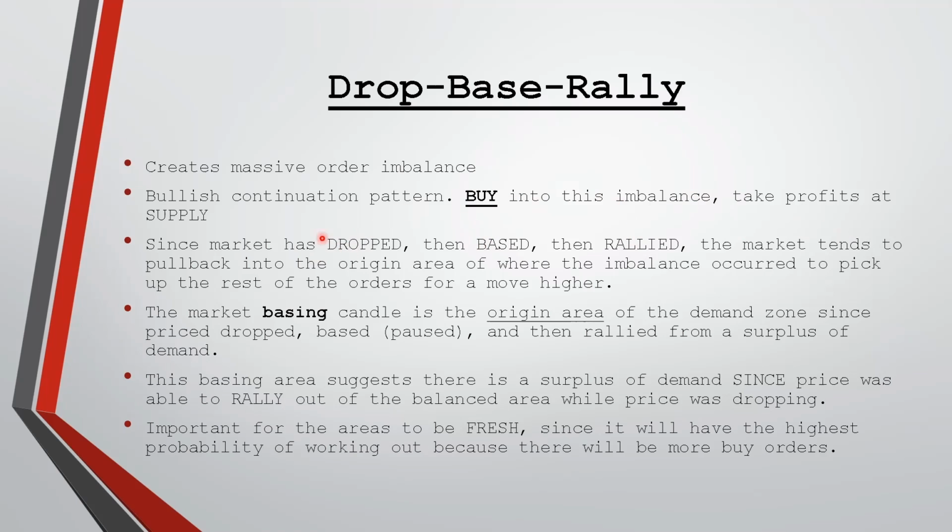The market tends to pull back into the origin area of where the imbalance occurred to pick up the rest of the orders for a move higher. It's the same thing here, just like rally, base, rally, but we draw a different type of candlestick formation to identify these zones.